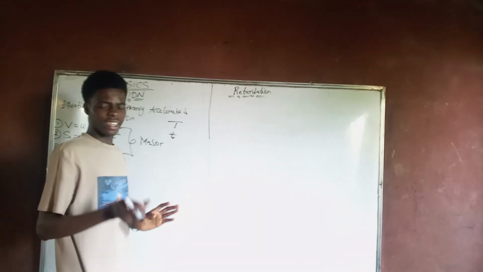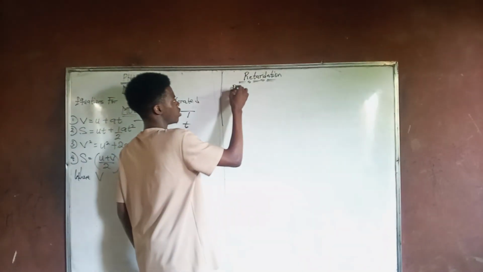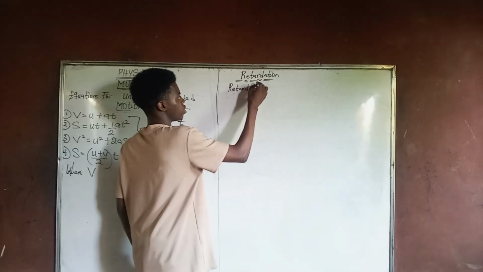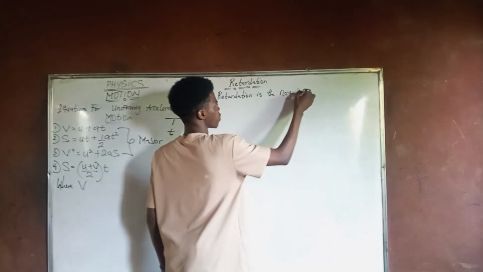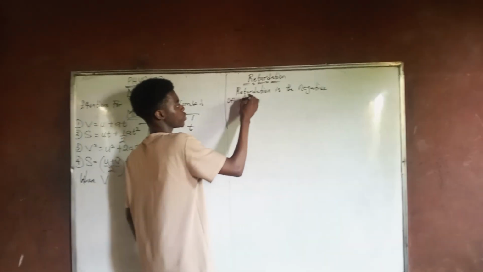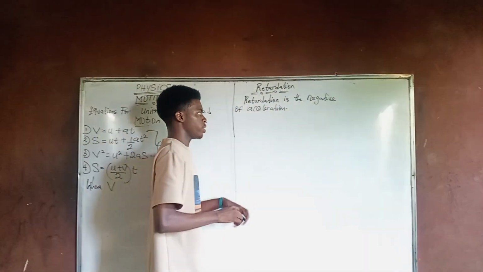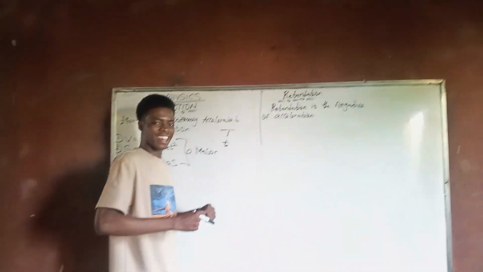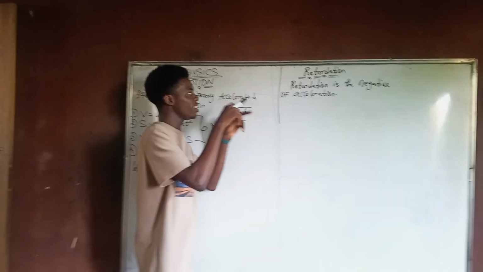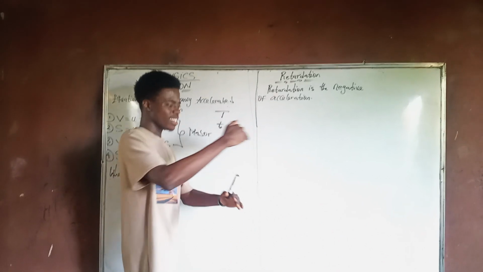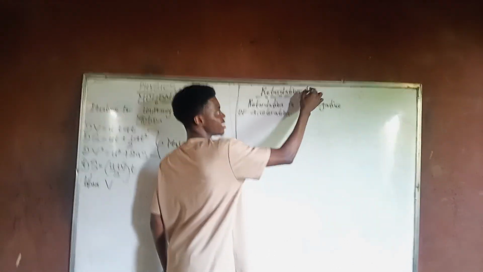Retardation is simply the negative of acceleration. The major difference between retardation and acceleration is that in acceleration, velocity is increasing, but in retardation, velocity is decreasing. So another name for retardation is deceleration.